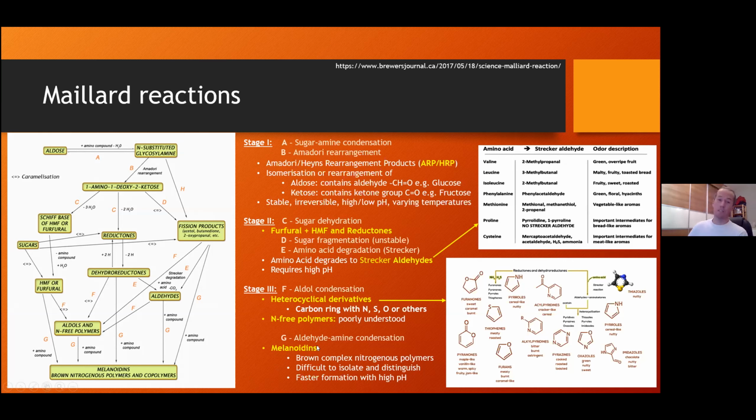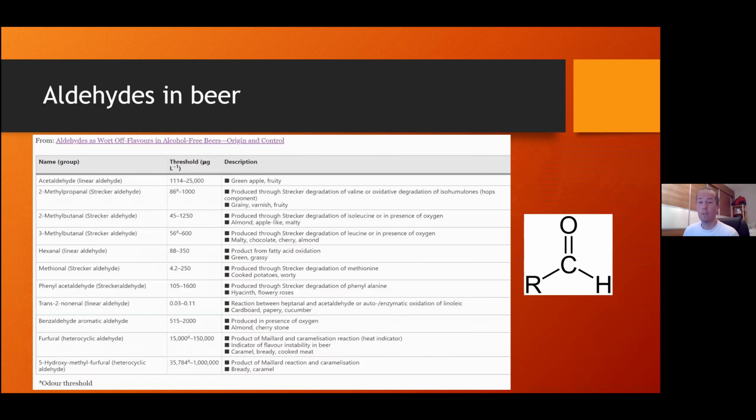Where do we get this? We get it from malt. We get this in the boil. We get it through many different parts. You even get Maillard reaction while the beer is aging. I thought I'll mention a little bit about aldehydes, because when you hear the word aldehyde, the one that always jumps to mind is the one at the top here, acetaldehyde.